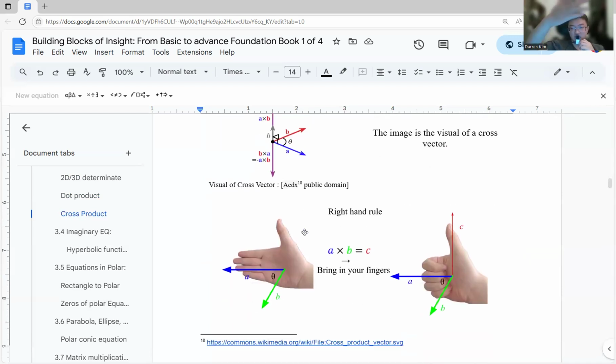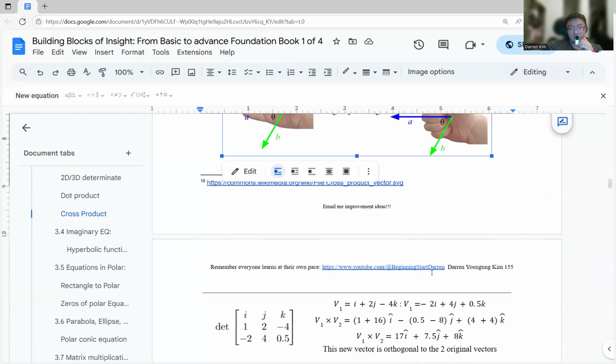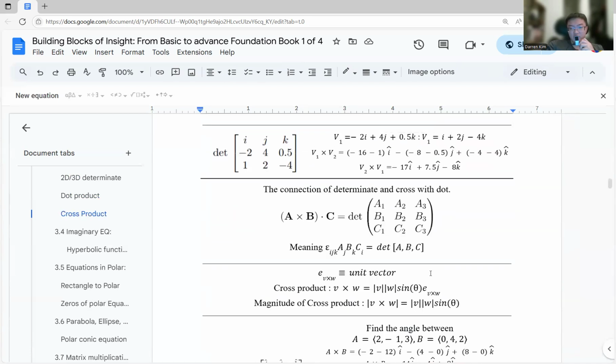One is the right-hand rule. So you point the fingers and bring it in. As you can see, I made this. It's kind of a little bright because I was next to a bright window when I was doing it. Anyway, it doesn't really matter. It worked out at the end. And then we have some example questions again.